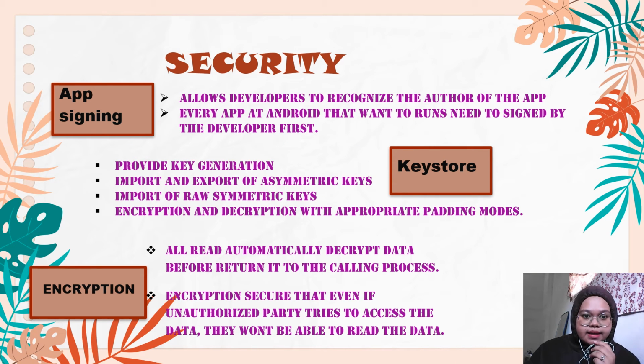Security. First is app signing. App signing allows developers to recognize the author of the app. Every app on Android that wants to run needs to be signed by the developer first. Next is keystore. Keystore provides key generation, import and export of asymmetric keys, import of raw symmetric keys, and encryption and decryption with appropriate padding modes. And the last one is encryption. Encrypted files automatically decrypt data before returning it to the calling process. And encryption ensures that even if an unauthorized party tries to access the data, they won't be able to read the data.